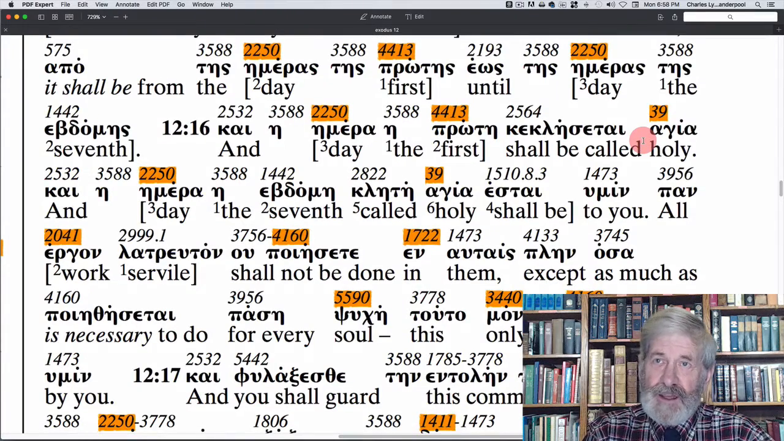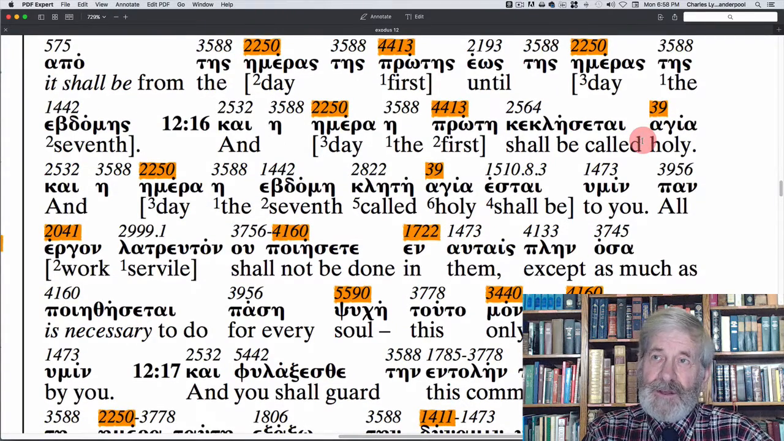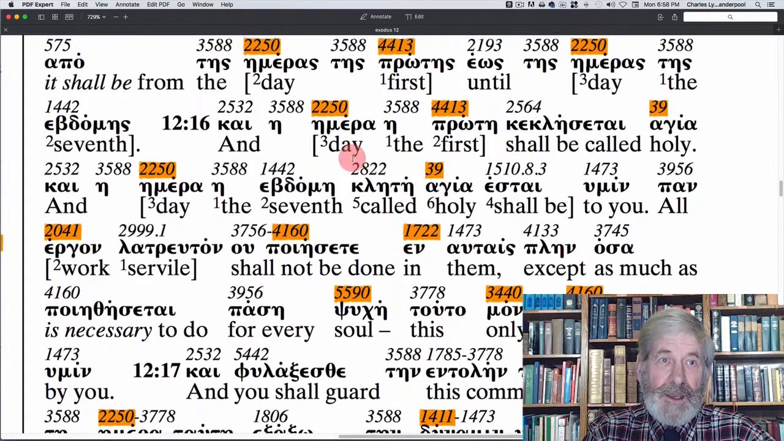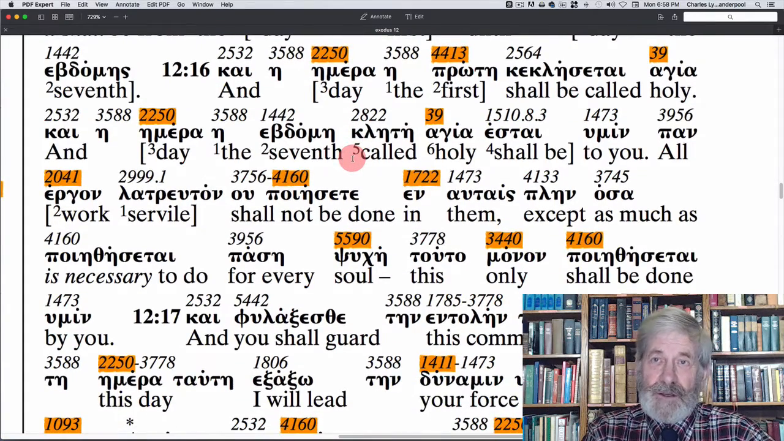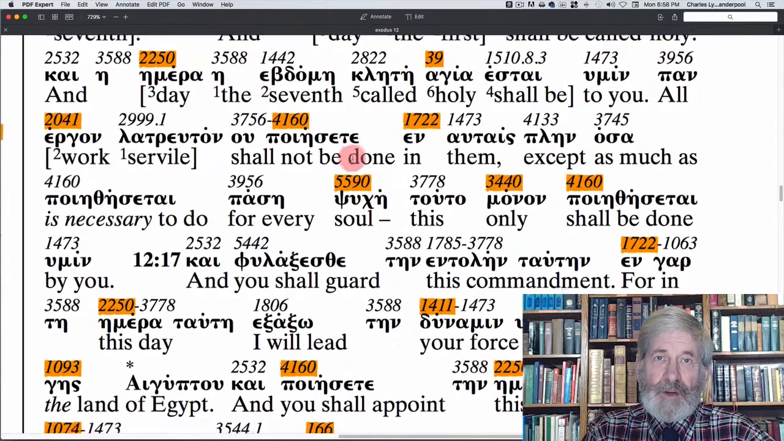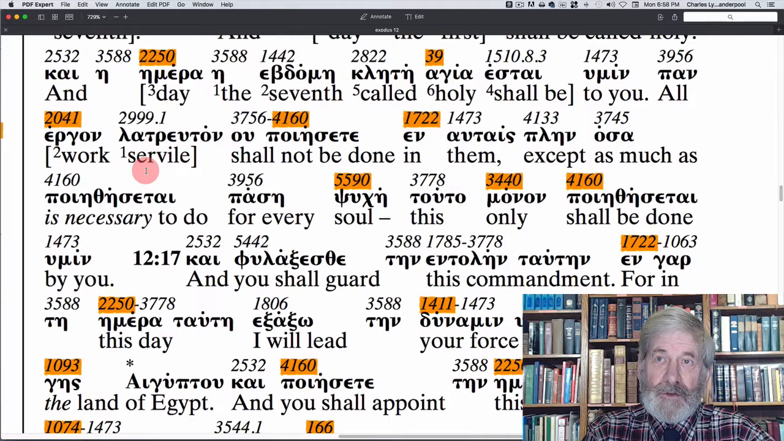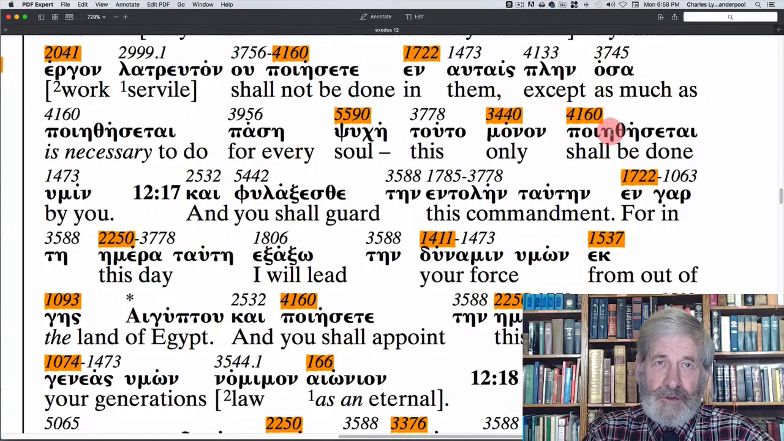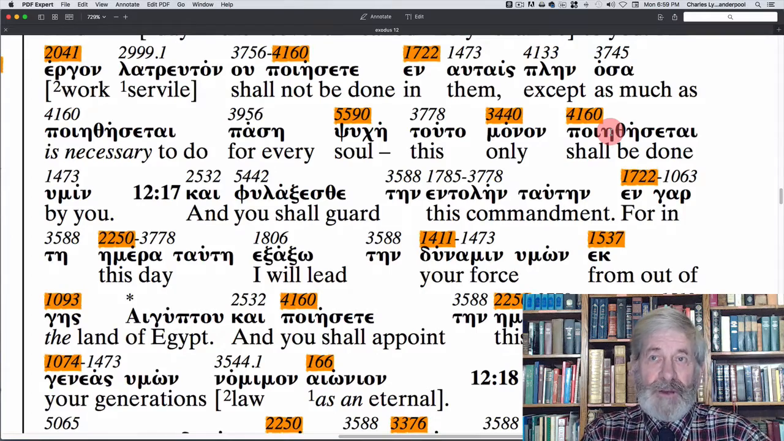And the first day shall be called holy. That would be the Passover. Maybe it would be the night before, I'm not sure. And the 7th day shall be also called holy. To you, all servile work shall not be done in them. So that Passover week, you're not to do any servile work, except as much as is necessary to do for every soul. This only shall be done by you, feeding your animals and so forth, I suppose.